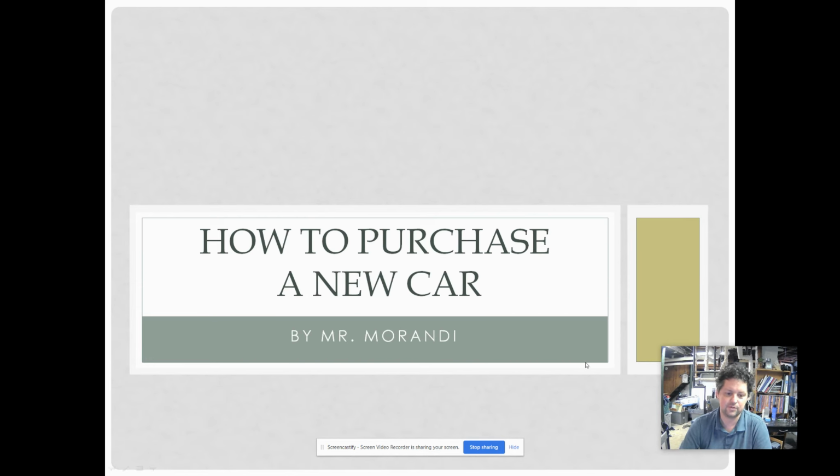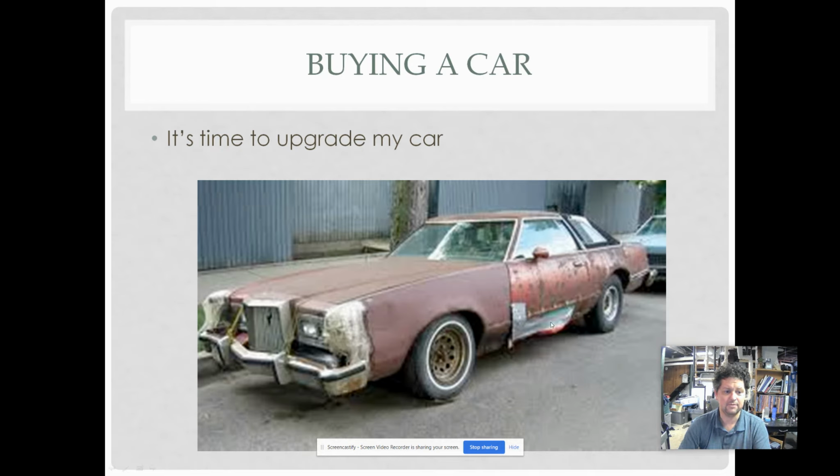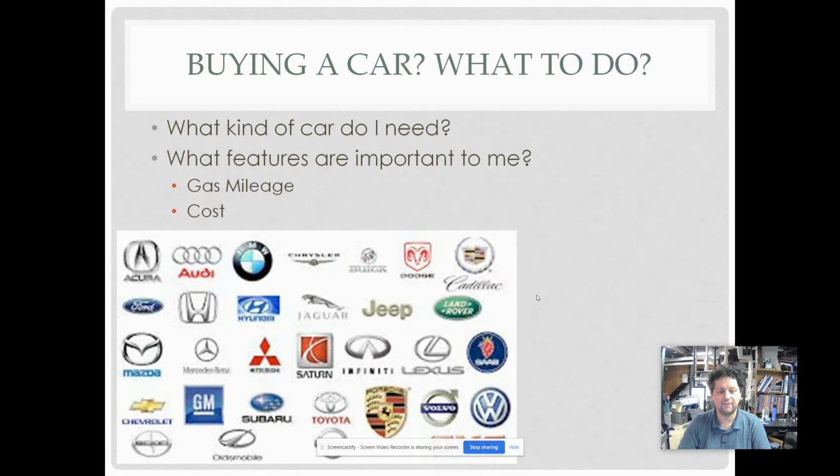But let me show you how I use the scientific method to inform the process of buying a car. So it's time to buy myself a car. It's time to upgrade. I've driven this thing into the ground and it's time to move on. Not my real car, but you get the point. The first thing I need to do is ask questions. What features are important to me? I'm worried about gas mileage and the cost. Those are the two primary things I'm worried about.